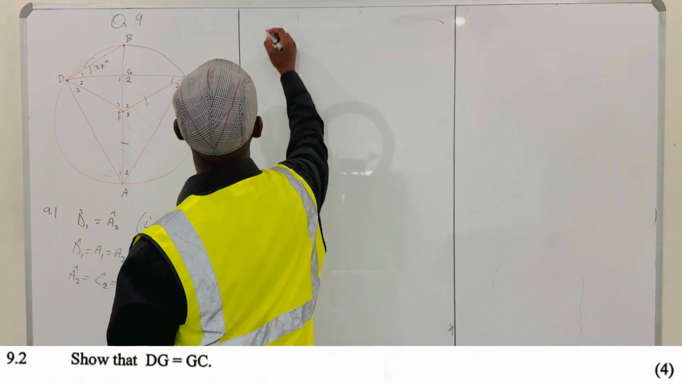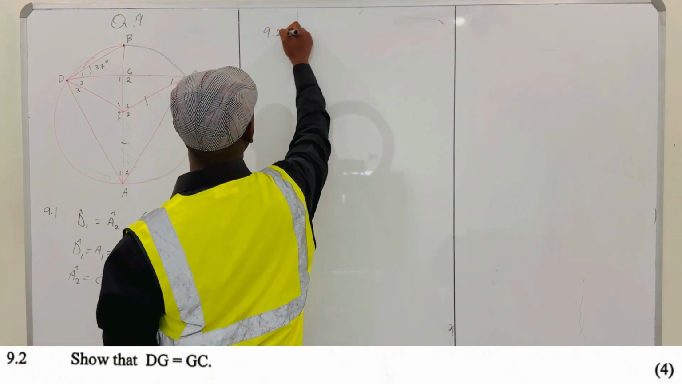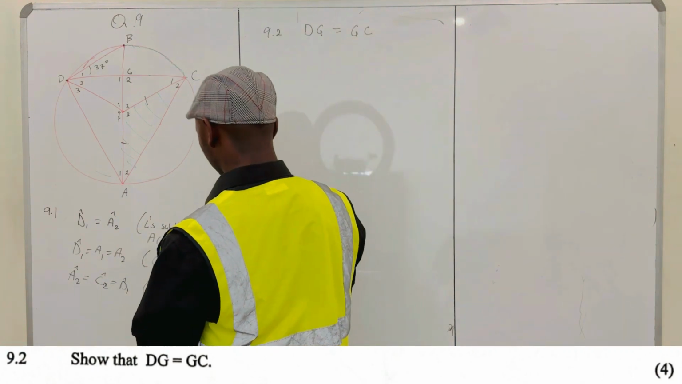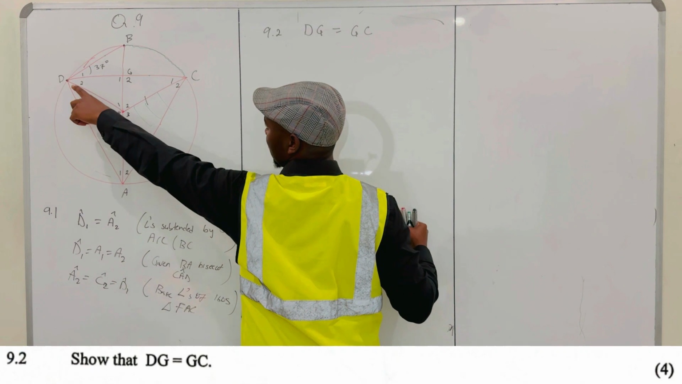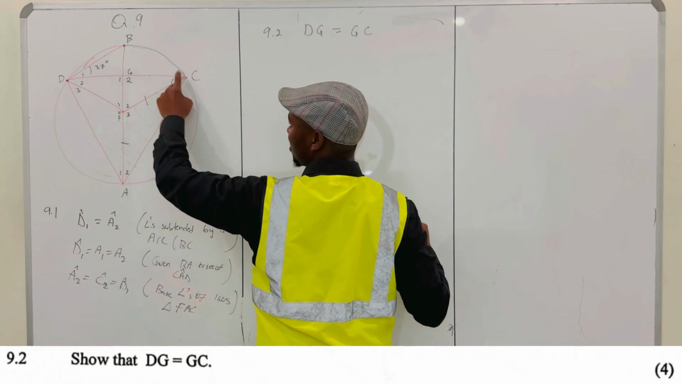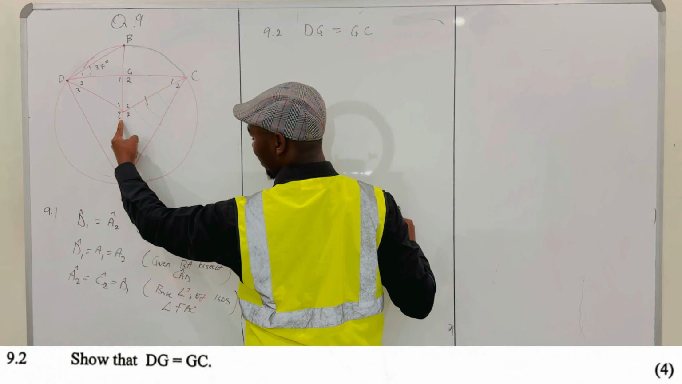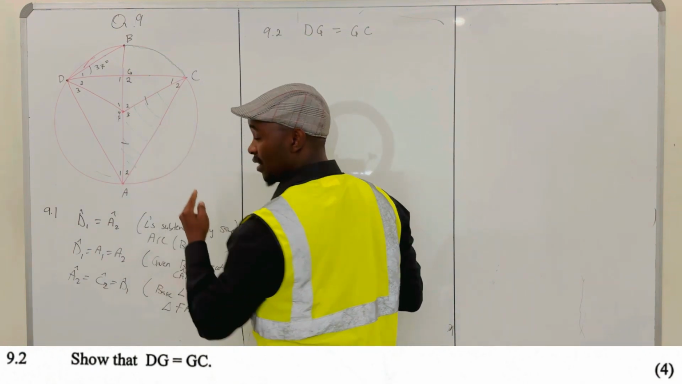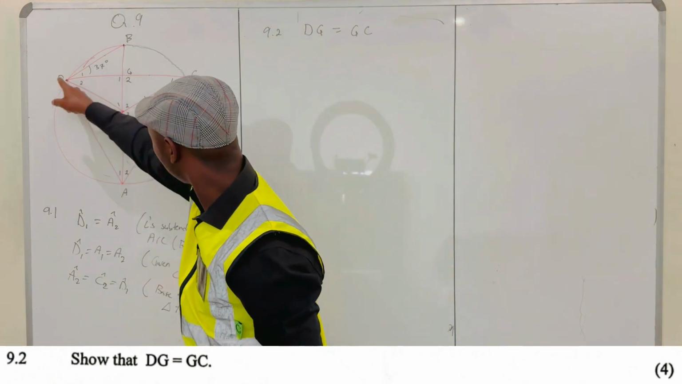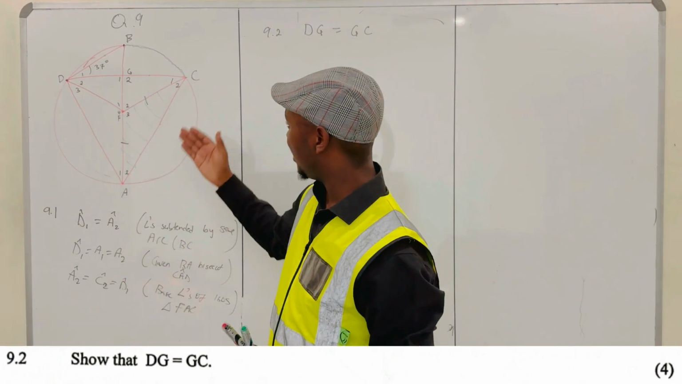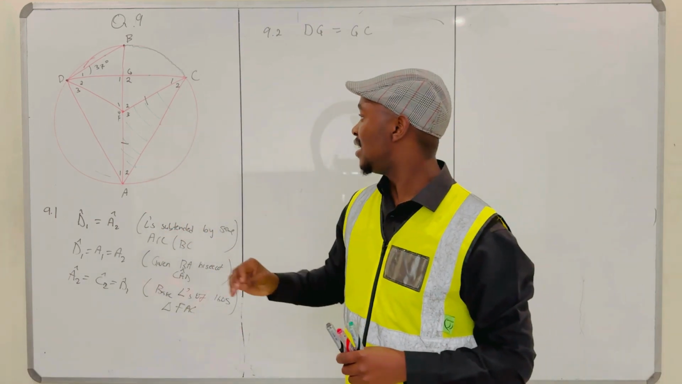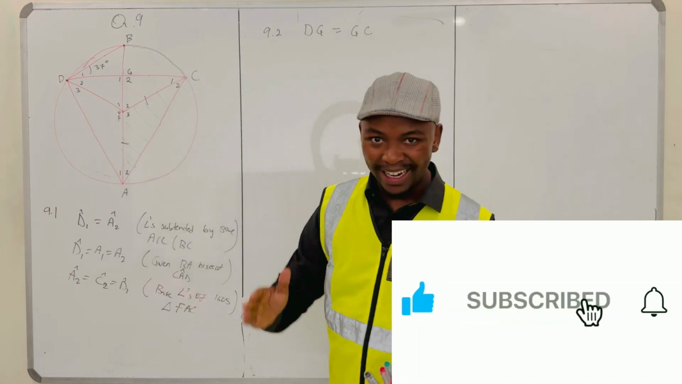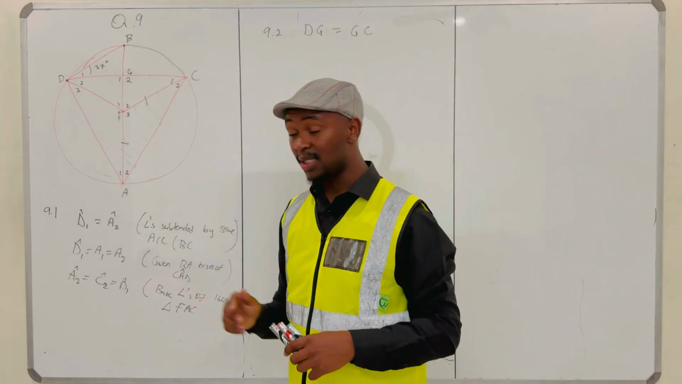Show that the line DC, so this is 9.2, DG is equal to GC. If this line DG is equal to GC, what does it mean about this line that comes from the center to that line? That line goes in the middle of the line DC. It cuts it in half, and they are effectively saying prove that the line AB or the line FB or the line FG bisects that chord DC.